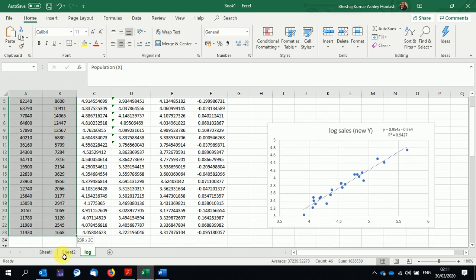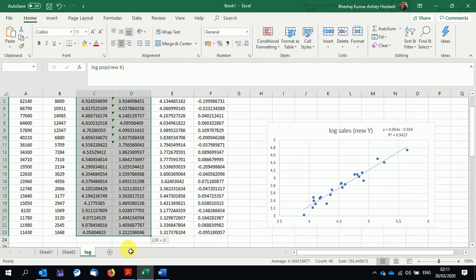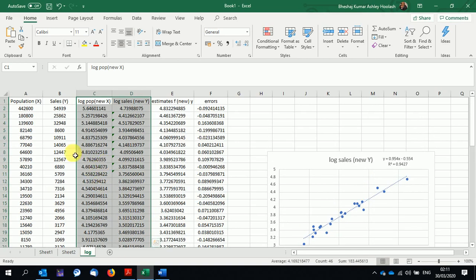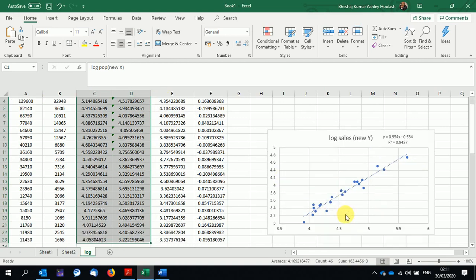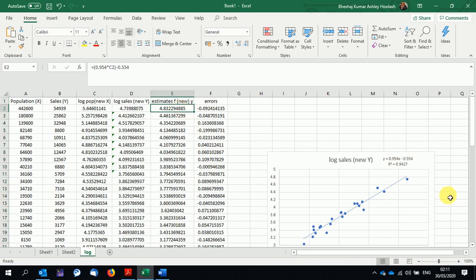So I don't want to focus here for obvious reason. I want to do this one instead, right? So that's my new x and new y. I can then plot the graph. Can you see it's nice compared to the previous one? I have an equation here, and I can get the estimated value by using the equation, and I can find the error, which means the log y minus estimated y gives you the error.